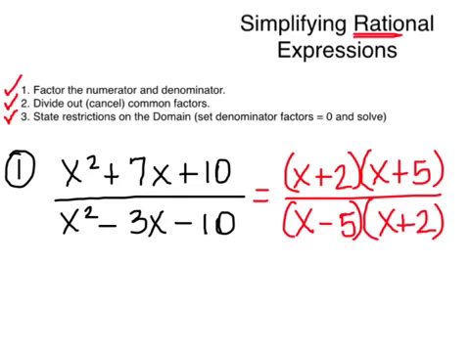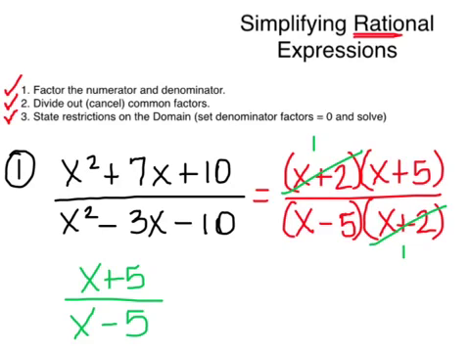And so we're going to go to step 2, which is divide out or cancel the common factors. If you divide the top and the bottom by x plus 2, these would make 1s, which means they kind of cancel out, is what we can call that. And we end up with x plus 5 on the top and x minus 5 on the bottom.